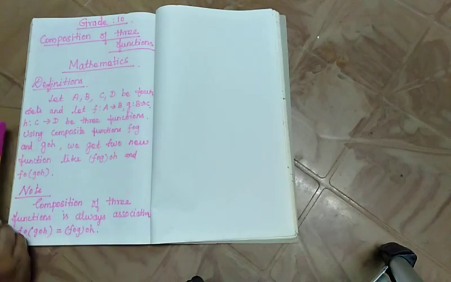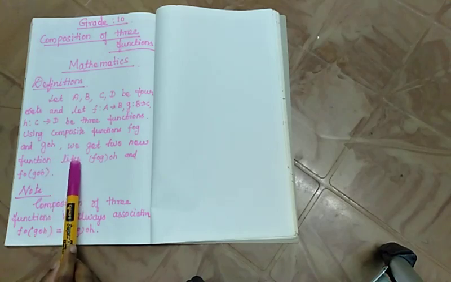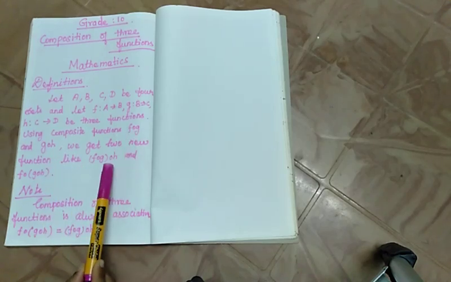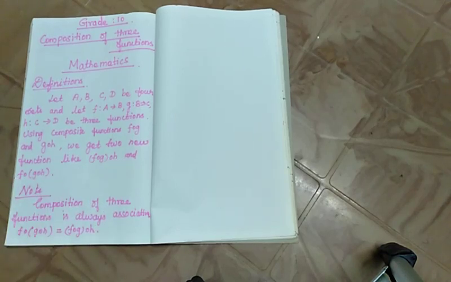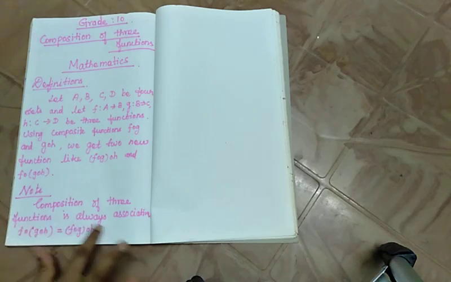Using composition, we will get f of g and g of h. So we might get 2 functions like, how will you get? f of (g of h) and (f of g) of h. You might have learned in composition of 2 functions that functions are not commutative. But the composition of 3 functions is always associative. Associative means f of (g of h) is equal to (f of g) of h. Based on composition of 3 functions, all your problems will be based on this associative property only.